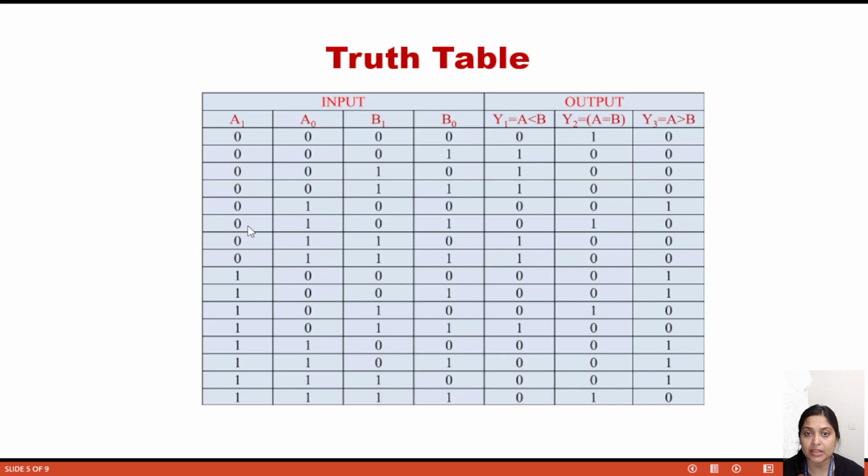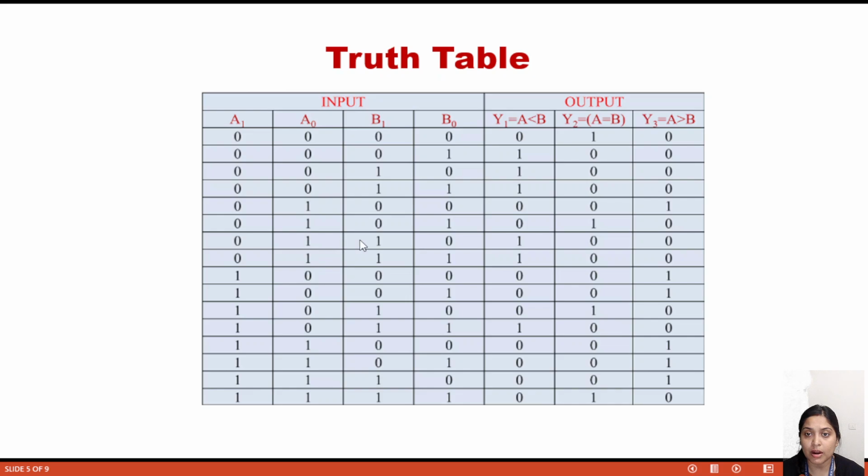Now next, again 0 1 0 1. Here both A1 and B1 are 0 0. So we will go to the next bit, that means A0 and B0. Here also both are the same, 1 1. So A and B are equal.